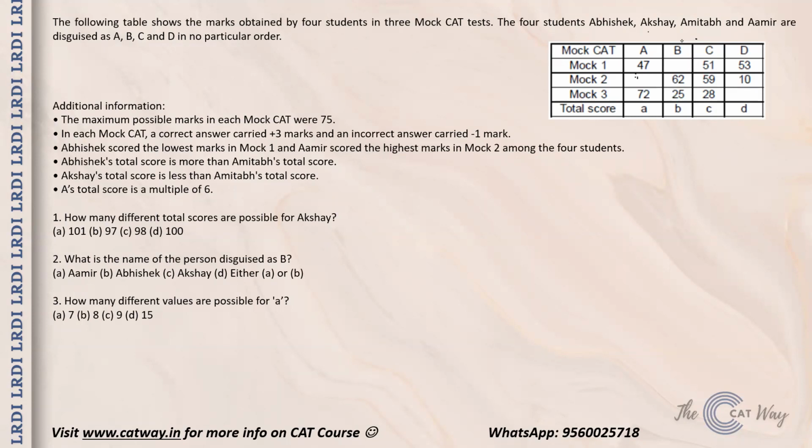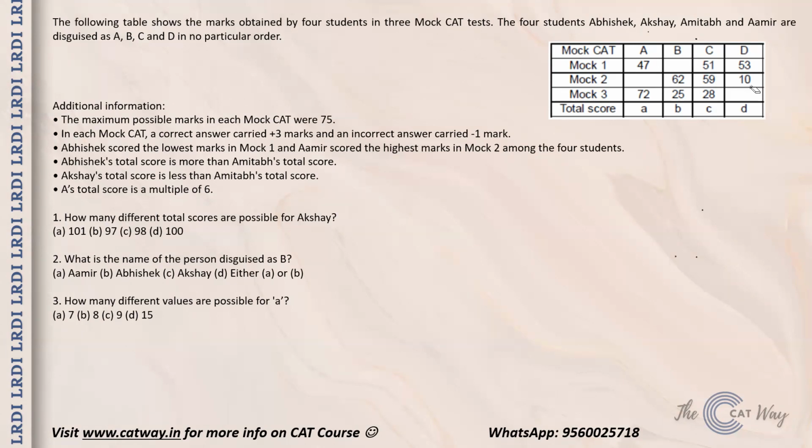Now if you see that Amir scored the highest marks in mock 2, right? So in mock 2, 62 is the highest available marks that we have as of now. Now the column that is empty over here can be more than 62. But in both the cases, the only possibilities for Amir are to be either A or B, right? Amir cannot be C or D because in that case he will not be having the highest marks in mock 2. So the only possibilities for Amir are A or B.